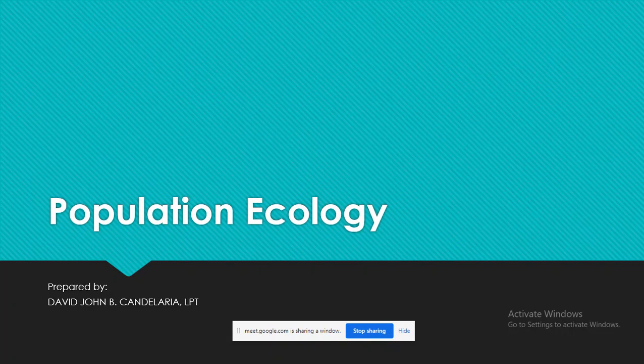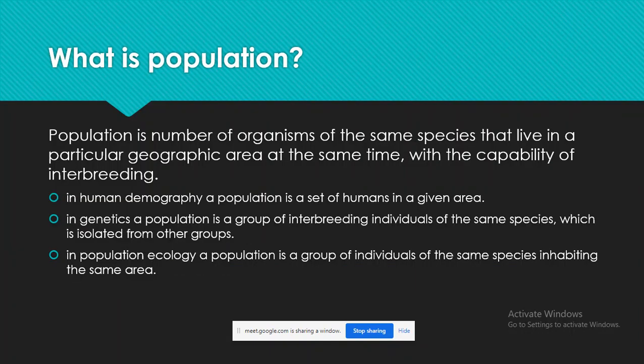Okay, sige, proceed na. So balikan natin yung definition ng population, which is the number of organisms of the same species that live in a particular geographic area at the same time with the capability of interbreeding. So different branches of sciences, different studies define population in a different way. So sa population ecology, ito yung definition niya.